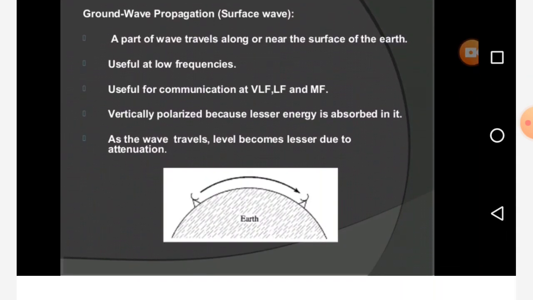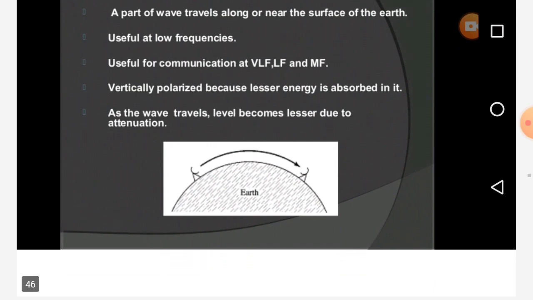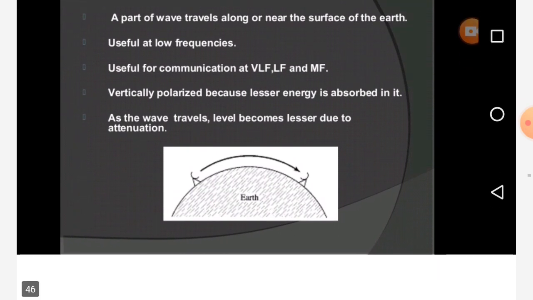Next part of the ground wave propagation: a part of the wave travels along or near the surface of the earth. Useful for communication at very low frequency and medium frequency. Vertically polarized because lesser energy is absorbed. As the wave travels, the level becomes lesser due to attenuation. You can see in the picture.